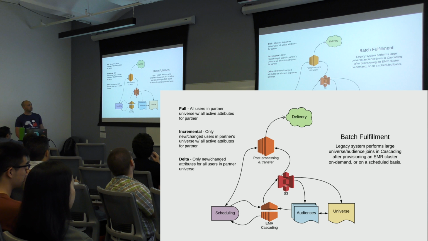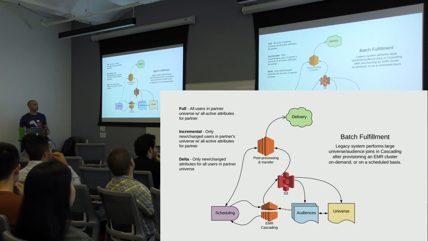So this is our old system. This is kind of what we're trying to solve around. So it's called batch fulfillment, and it's very much a batch system. It was originally written, I think, 4 or 5 years ago. And it was as the company, which was then Datalogix, was moving into the Hadoop ecosystem.